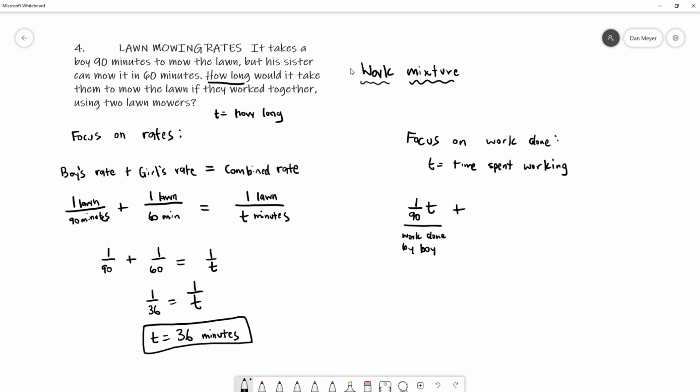The girl's going to work at a rate of 1 over 60. She mows one lawn per 60 minutes, and she's also going to work for t minutes. And so this is the work done by the girl.